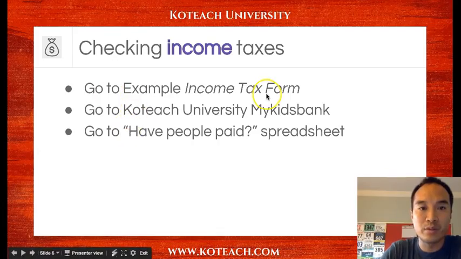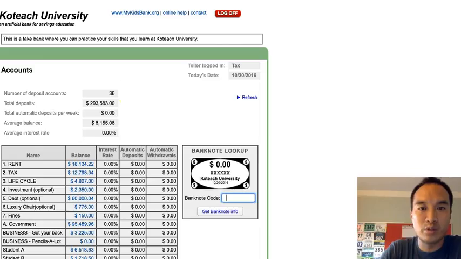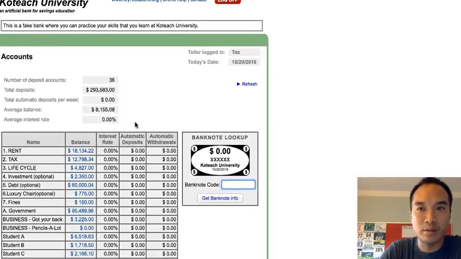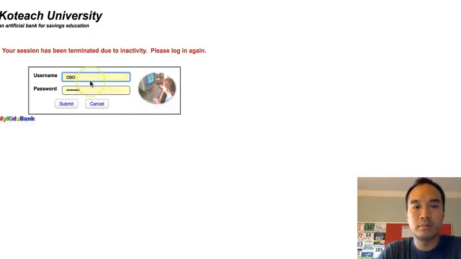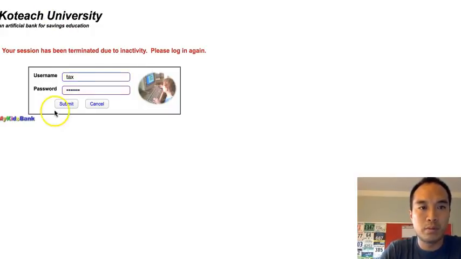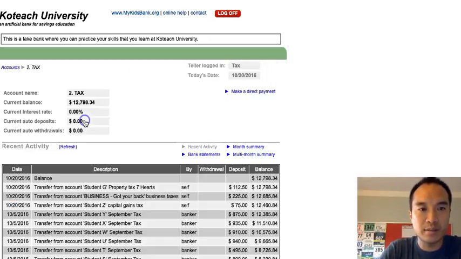All right, so we went to an example income tax form. Now we are going to check that the student actually paid the tax. It's one thing to calculate how much tax is owed. It's another thing to make sure they pay it. So let's go to our Co-Teach University My Kids bank account, which is right here, and click here at tax. All right, so let's log in as a tax person. So we're going to check the tax.